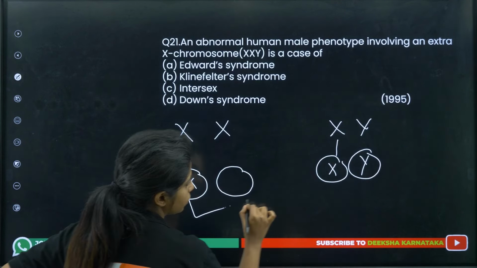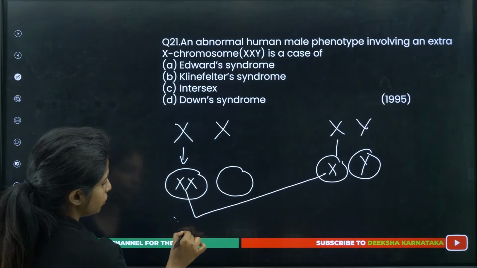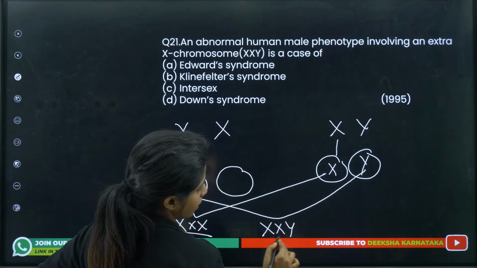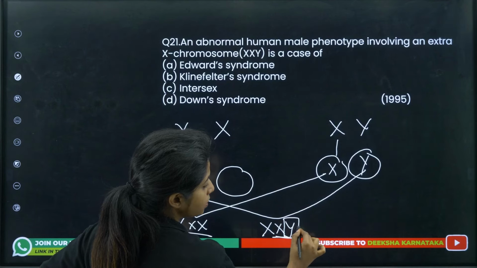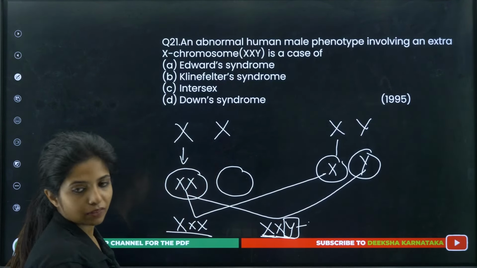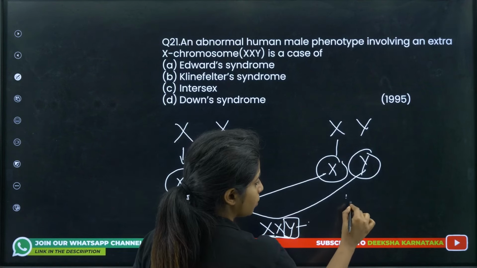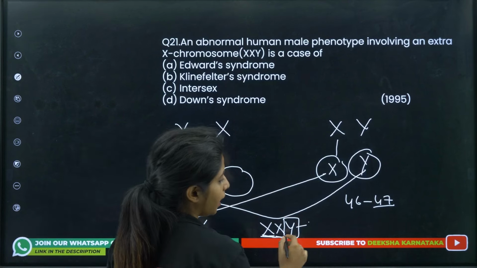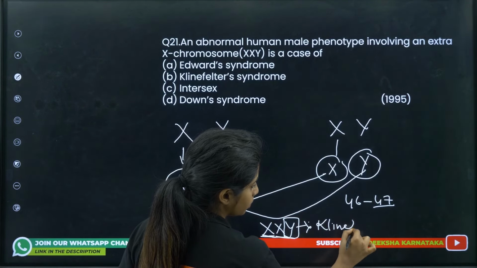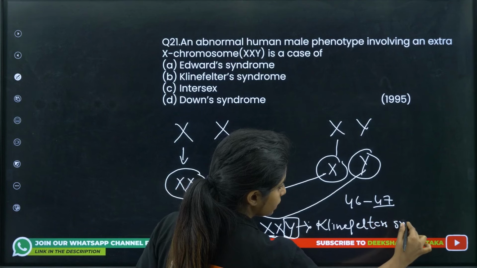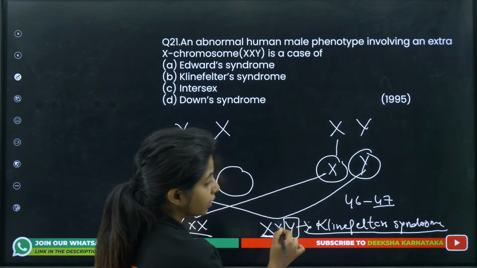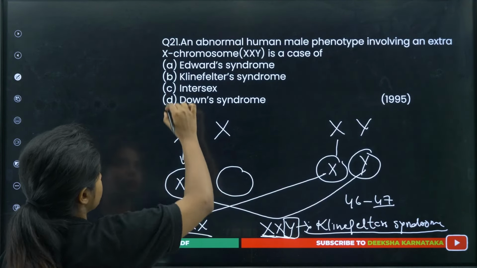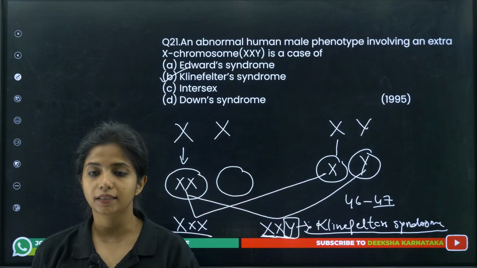Now assume that this and this fuses. You get XXX, that is super female. When you cross this with this, it will be XXY. So XY is usually male. When Y is there, that means it has to be male, but there is one more X. So instead of having 46 chromosomes, you have 47 chromosomes there. One extra is there. And this is known as Klinefelter syndrome, children, where it is a male body but with certain characteristics that match the female. So Klinefelter syndrome is the answer.